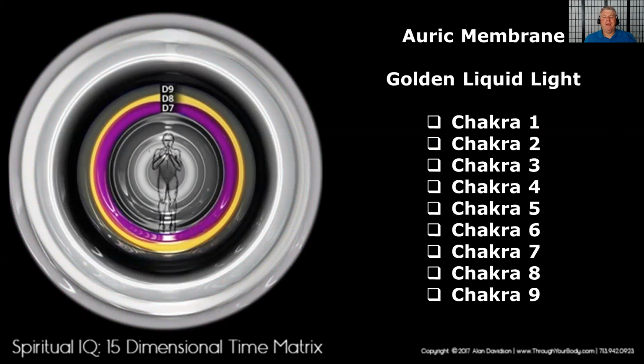So your auric field starts at chakra number 1 and extends out to chakra number 9. That's the incarnate self, the soul self, and the oversoul self. So it's those 1 through 9 frequencies of energies, 1 through 9 chakras of energy, that actually make up your auric field.